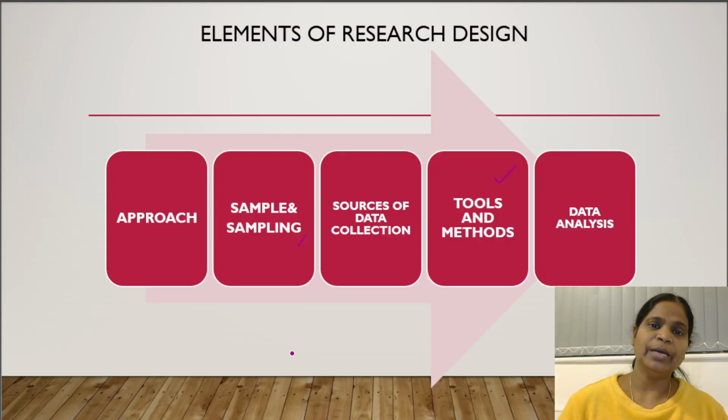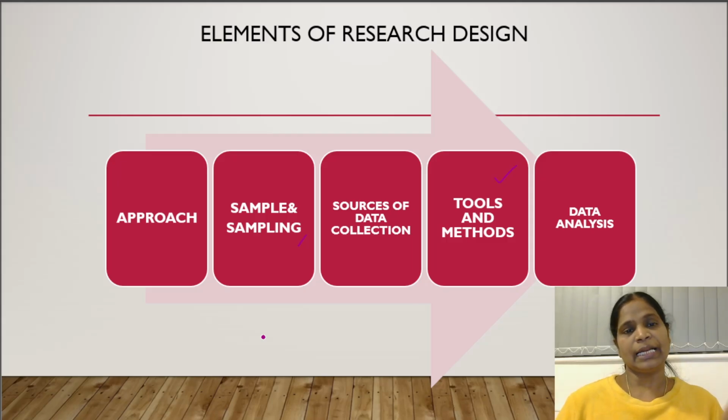Next, coming to some elements involved in research design. Approach: when we say approach, quantitative approach or qualitative approach. Sample and sampling: from the population, from the universe, you select a sample. Then how you are going to select that sample, whether it is random sampling or non-random sampling. Under random sampling again we have other types, like stratified sampling. Then we have non-random, convenient sampling, snowball sampling. Different types of sampling methods are there.